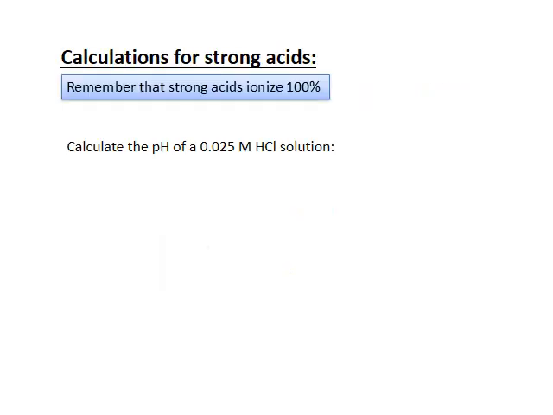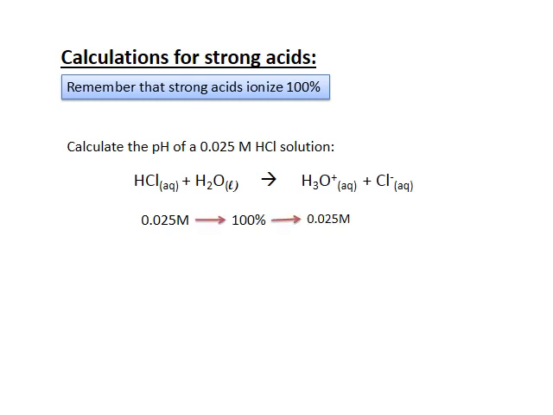Okay, we'll only deal with calculating concentrations and pHs for strong acids and bases. What we have to remember is that a strong acid or a strong base ionizes 100%. So to calculate the pH of a 0.025 mole per liter hydrochloric acid solution, I want to write out the ionization reaction. I remind myself that the hydrochloric acid concentration is 0.025 moles per liter. It's going to ionize 100%, so that means I get an equal amount of hydronium ion. So this will be 0.025 moles per liter hydronium.